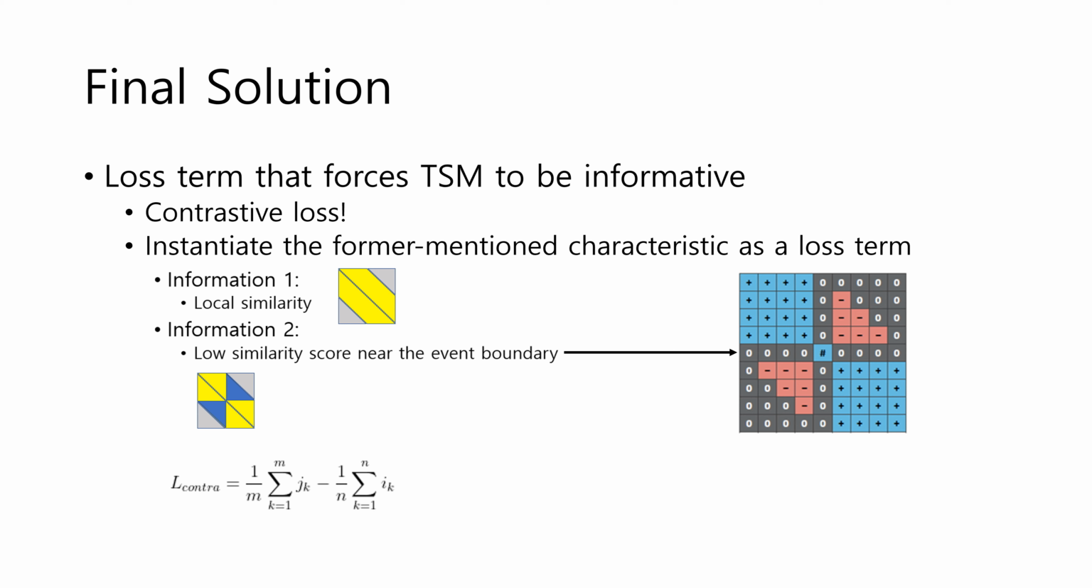For instance, let's assume that we want to maximize the (2,3) value in the TSM. It means that the similarity score between the second snippet and the third snippet is maximized, which can be interpreted as a positive pair in contrastive learning. With the same flow, decreasing a certain element value in the TSM corresponds to a negative pair in contrastive learning. Keeping this in mind, let us come back to our loss term.